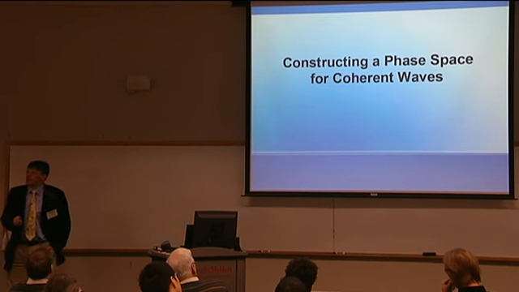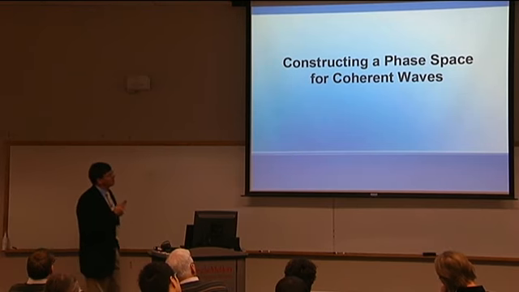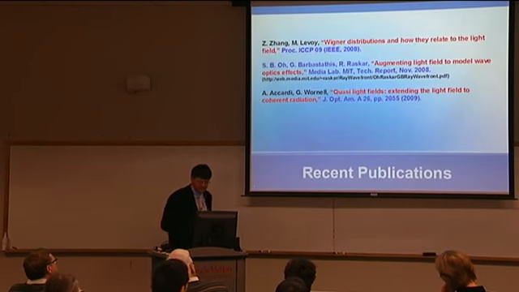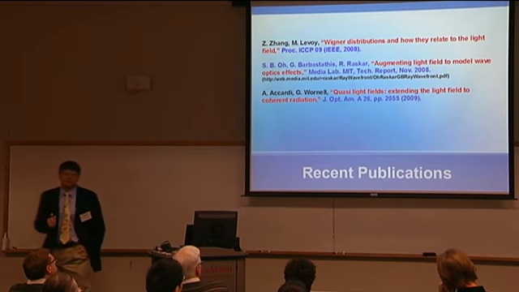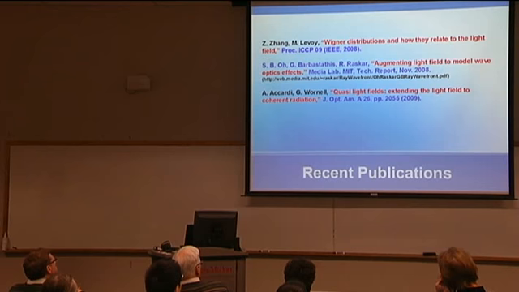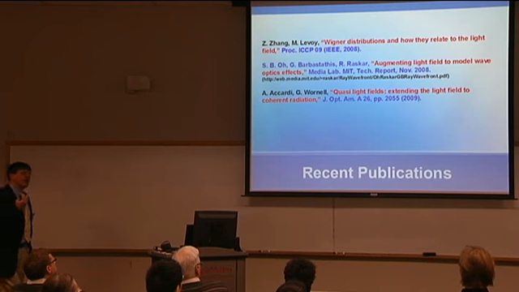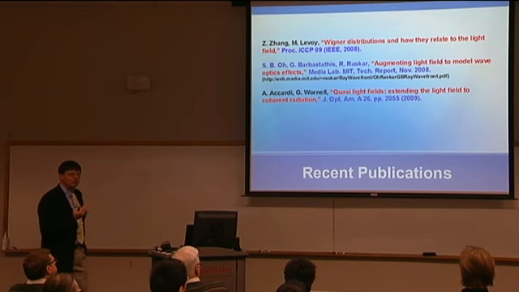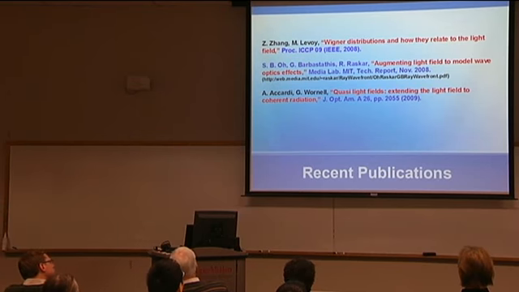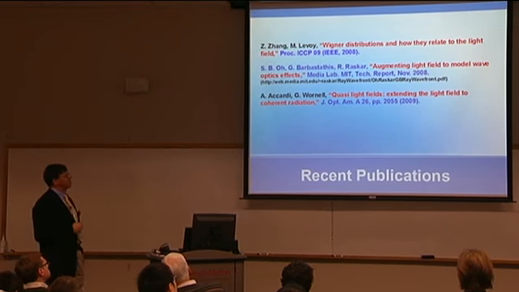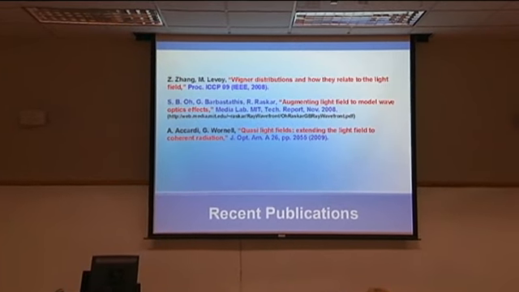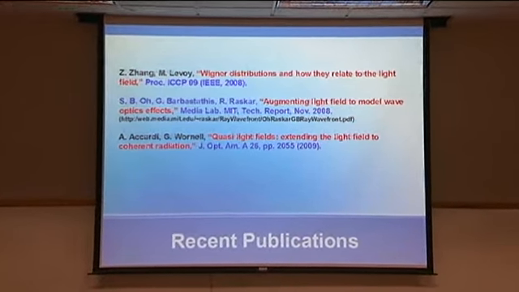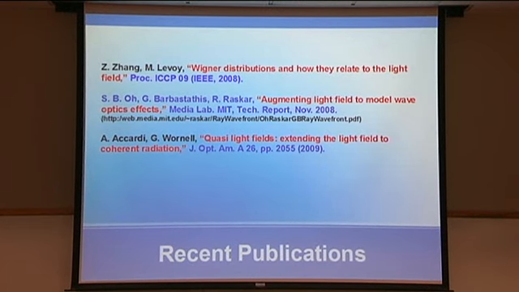This brings me to the idea of constructing phase space for coherent waves. There is a recent emphasis and push from the computational photography community to not just take what is usually called the light field and add some computation to this, but to take into account the properties of the waves. So how can the concept of the light field be extended to incorporate wave optical phenomena?